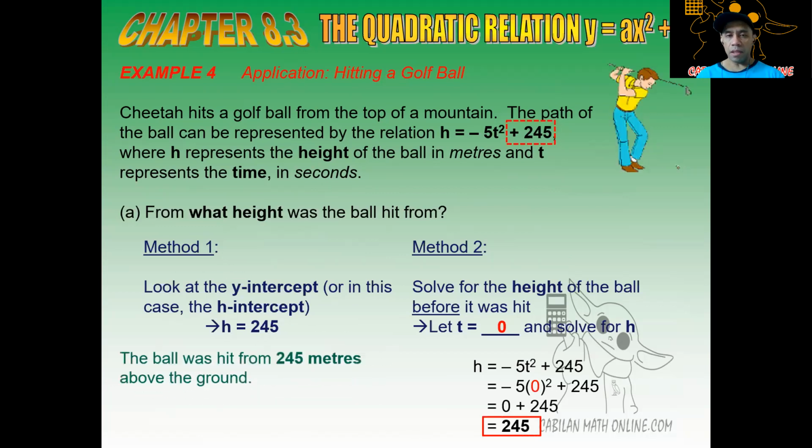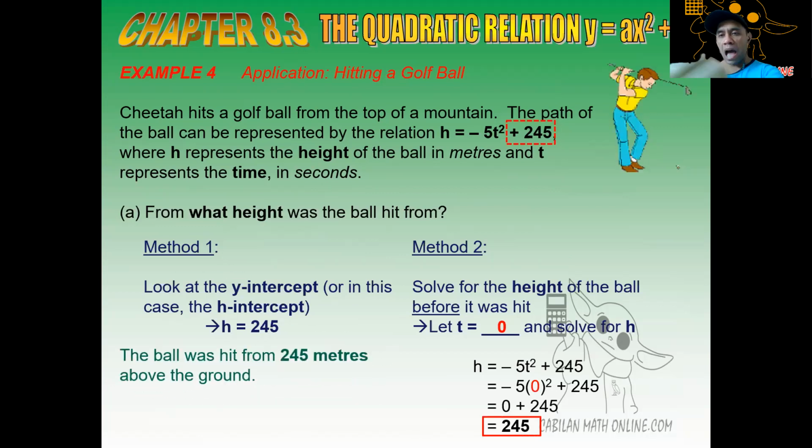Like I said, the first method you can only use when you have it in this form, and once you see more complicated forms in different courses, it's not going to work. Heads up for grade 11. But for method number 2, as long as you understand that to find out the height of an object before it's been hit or thrown, you just need to let time equal 0. So just keep that in mind there.